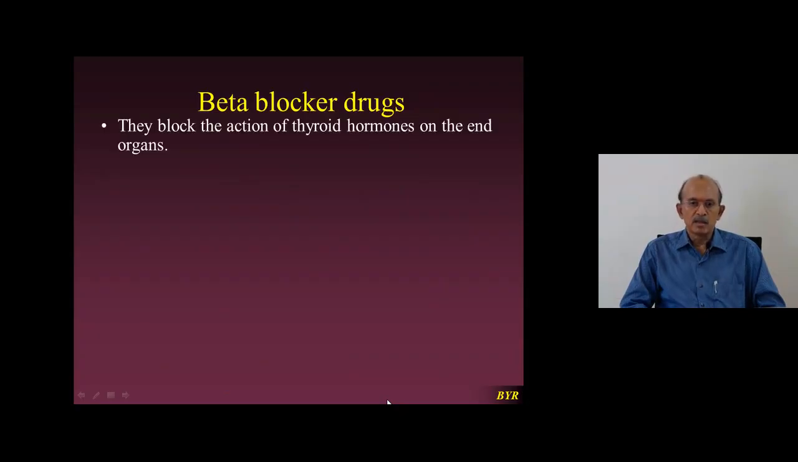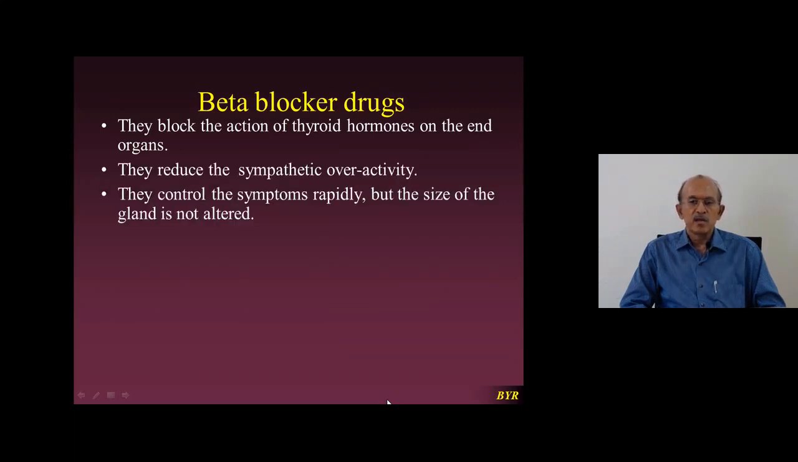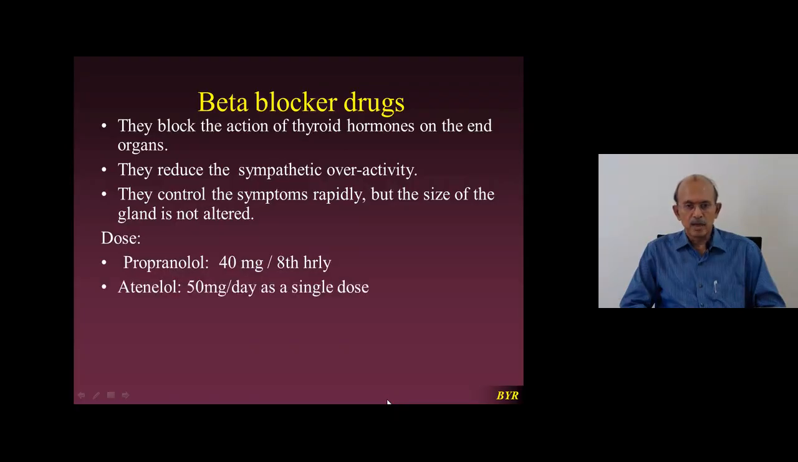Then beta blocker drugs block the action of thyroid hormones on the end organs. They reduce the sympathetic overactivity. They control the symptoms rapidly, but the size of the gland is not altered. Dose: propranolol 40 milligrams 8th hourly, atenolol 50 milligrams per day as a single dose, or nadolol 160 milligrams once a day.